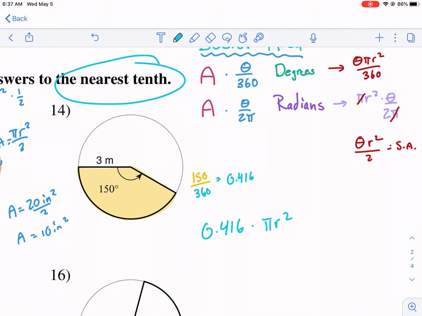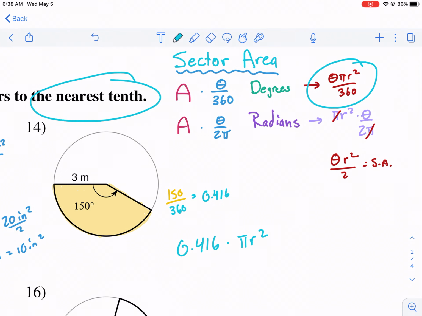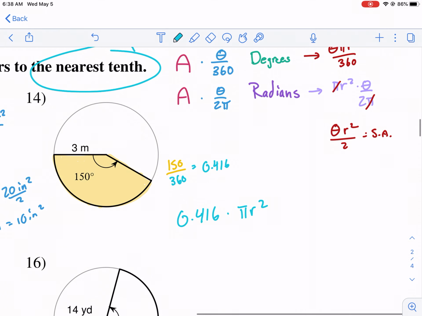Okay, because remember the whole formula is this right here. And I already calculated my theta over 360. That was this portion right there, okay? Just so you are up to speed. I'll do it a little bit more thoroughly in the next one, just so you can see it all out.